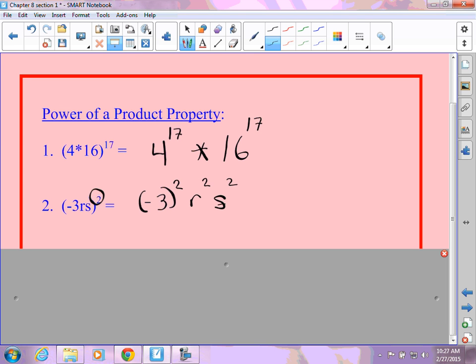Now I'm going to go a little bit further. What's negative 3 in parentheses squared? It's going to be 9, and it's going to be positive 9. So this is 9 r squared, s squared, and I'm done.